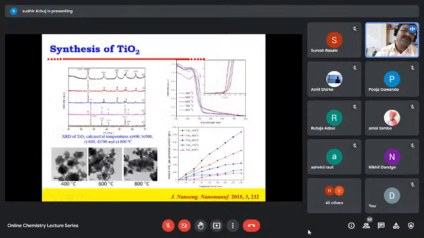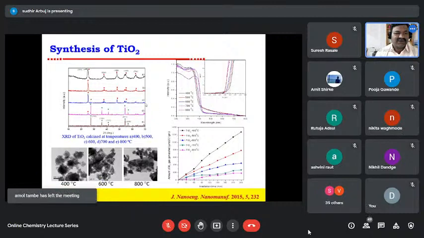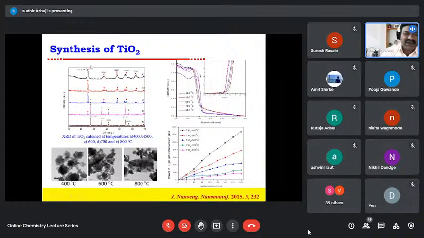Another thing we did, we prepared TiO2 and heated at 400, 500, 600, 700, 800. In case of TiO2 the material is having three phases. Anatase is stable up to 600 degrees centigrade. Then rutile is forming from 700, and above 700 rutile is formed. We just want to check which case is having higher photocatalytic activity. That's why we prepared this material heated from 400 to 800 degrees centigrade.